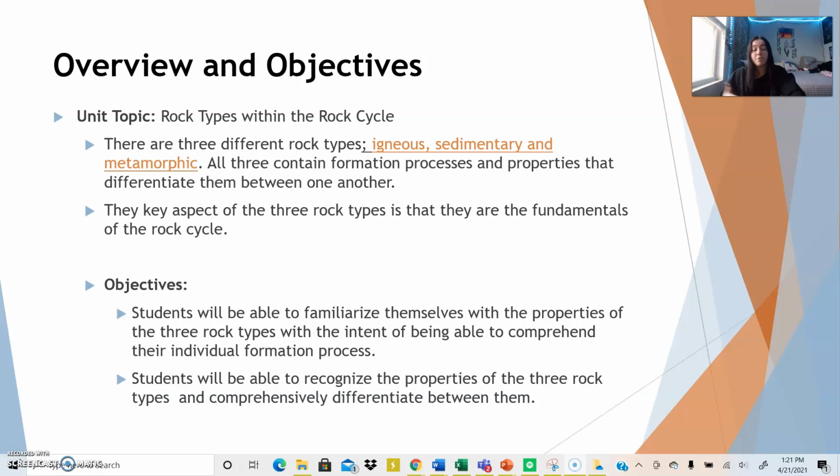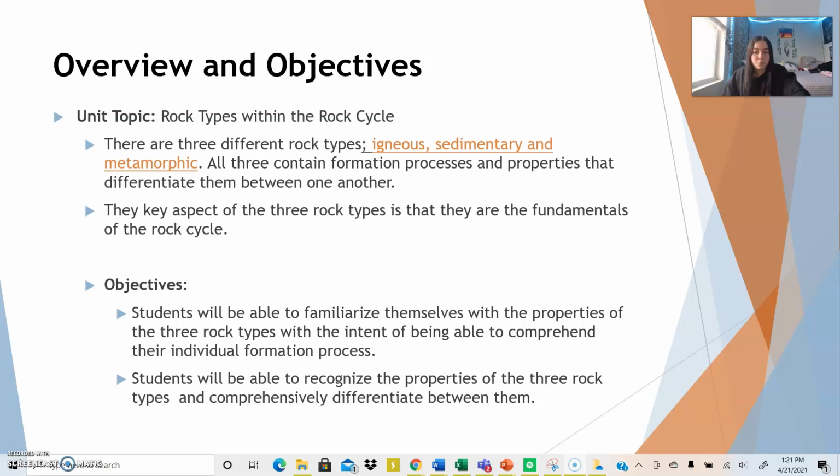You had to have learned it in earth science, and everyone's kind of shown the same diagram when they teach it. It's like they have three boxes, and it has igneous, sedimentary, metamorphic, which are the three rock types, and then they have a bunch of arrows showing how they all interlock and how they can all become one another just by changing the formation and the processes. So the key aspect of the three rock types is that they are the fundamentals of the rock cycle.